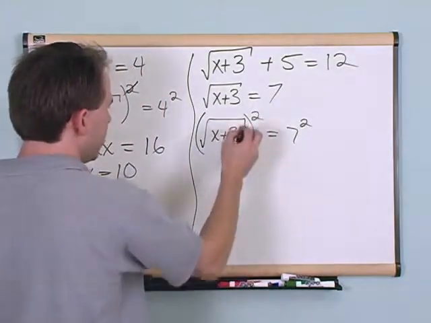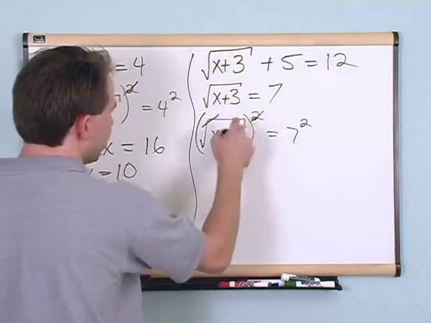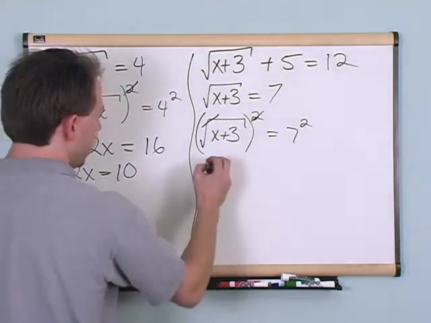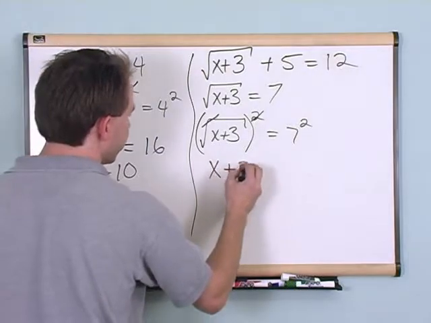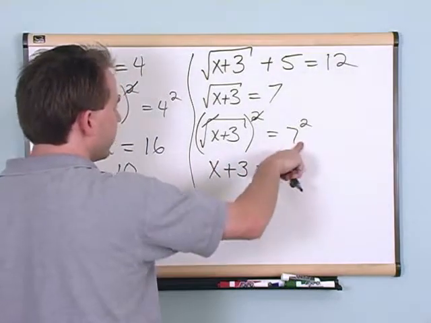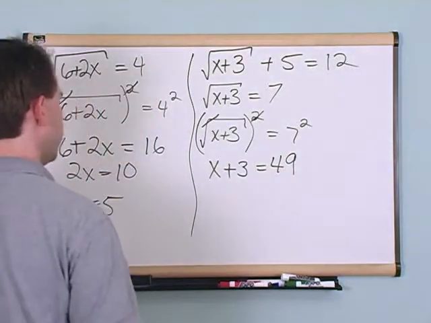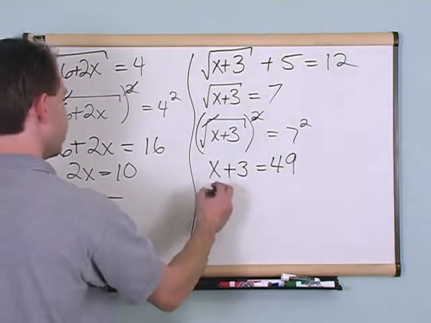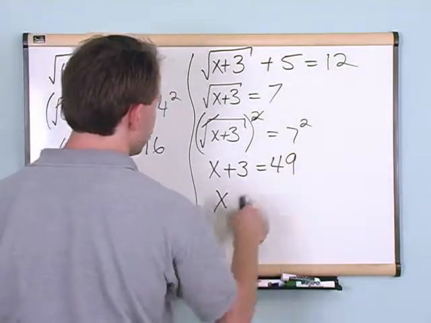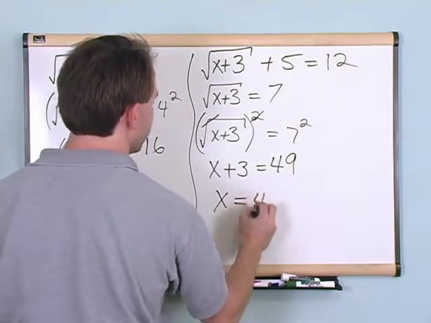Again, the whole reason I did that was because the square cancels with the square root, and it just disappears. I'm left with x plus 3 equals 7 squared. 7 times 7, that's 49. And then, in order to solve for x, I just subtract 3, moving it over, and that gives me 46.